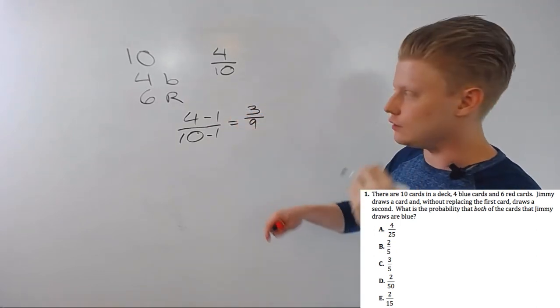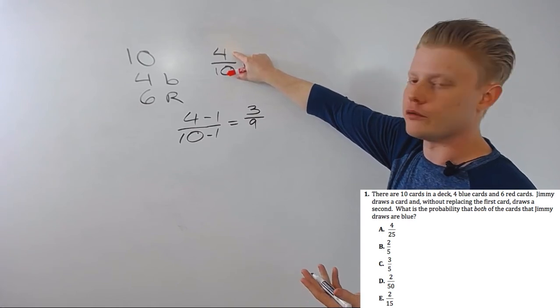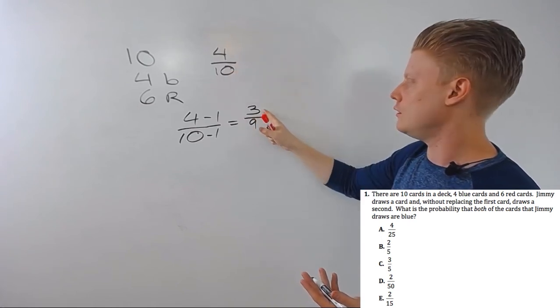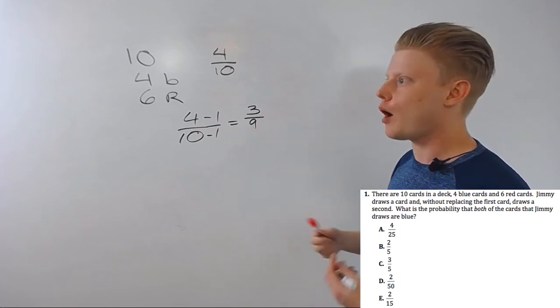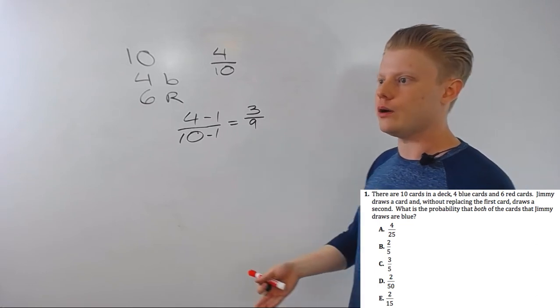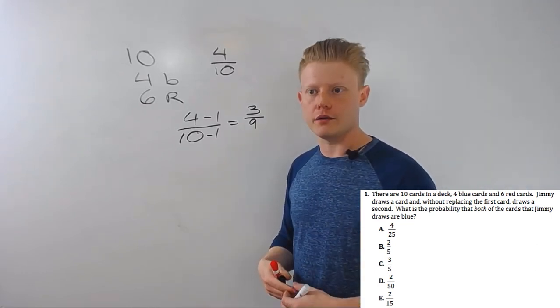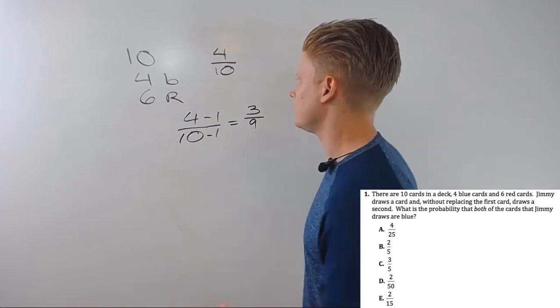And that may make sense to you too. If you look at this, it is a 40% probability, right? 4 over 10. This is a 1/3 probability, 33%. So the probability will diminish. And it should, right? Because we only took 1 out of 10 cards away, but we took 1 out of the 4 blue cards away. So there should be less of a chance.